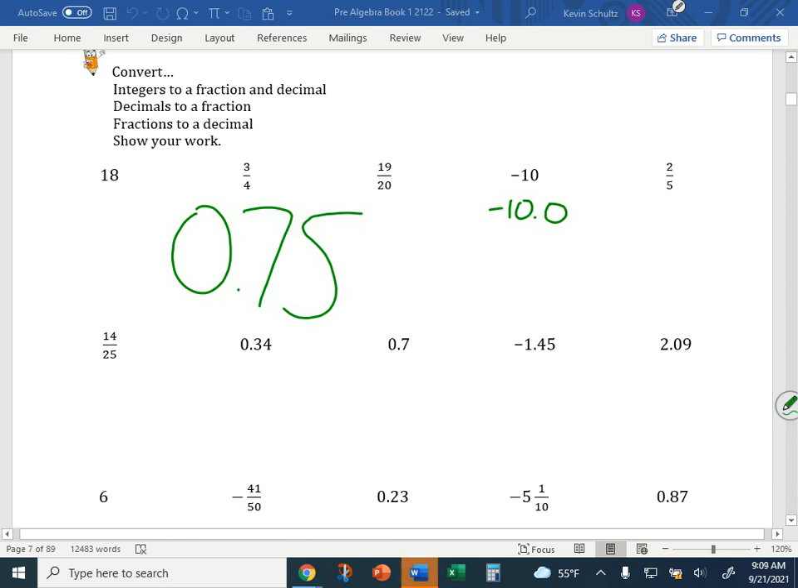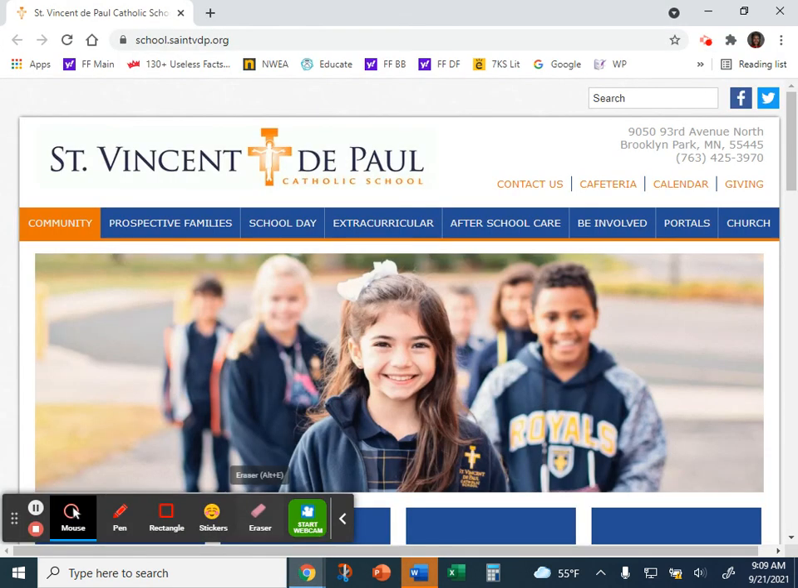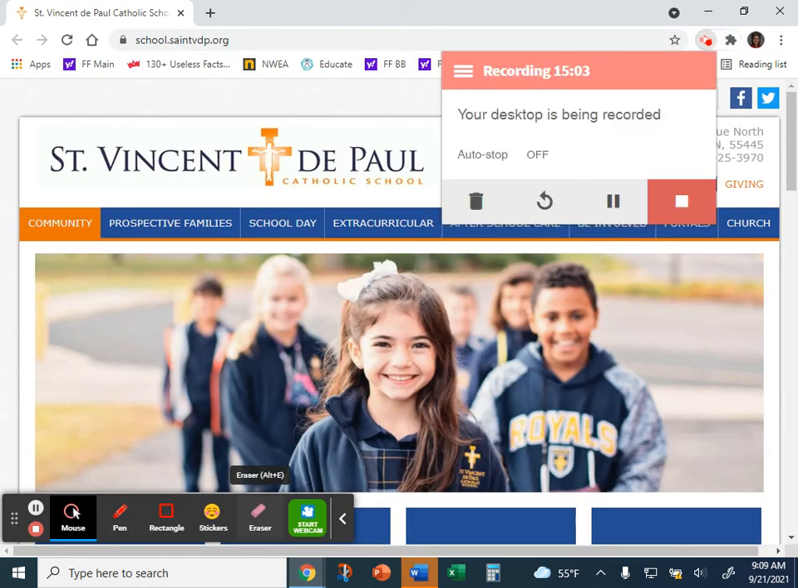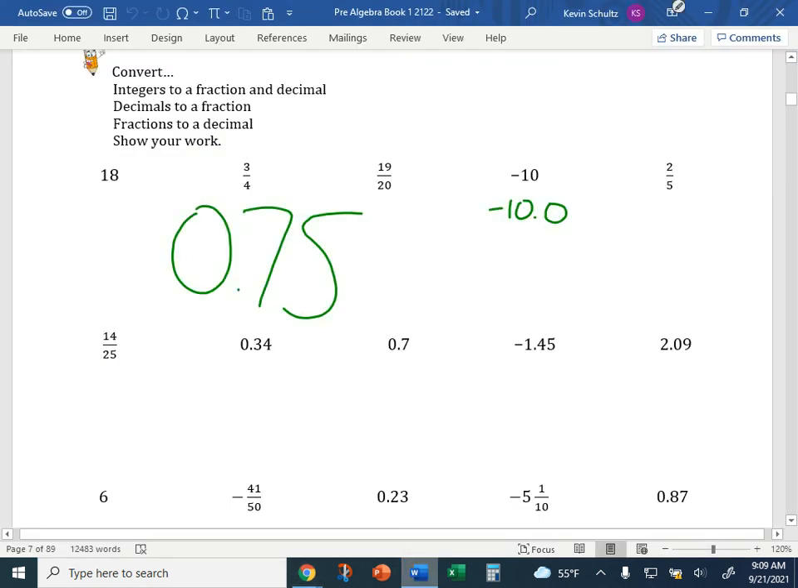The next section. Hold on, let me pause my view. Okay, the next section then, we'll clear this.